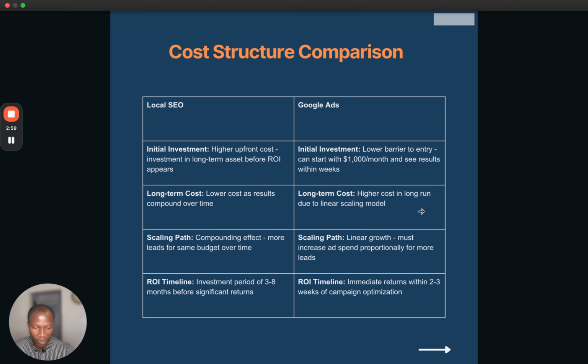Then the return on investment timeline. The return on investment for local SEO is anywhere between 3 to 8 months before you can see a significant return. Then for the ad spend, you start seeing immediate returns, between 2 to 3 weeks of campaign optimization. So you can actually literally start seeing results within 3 to 5 days of running the ads. But for proper optimization and for you to reduce your ad spend, you start seeing results within 2 to 3 weeks of optimization.